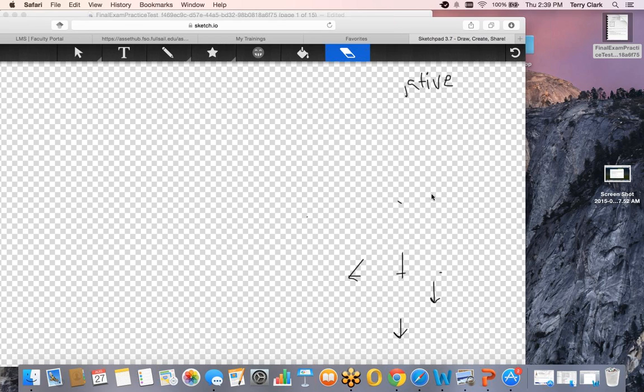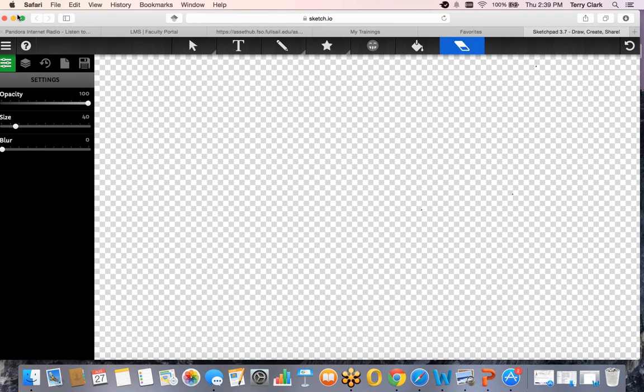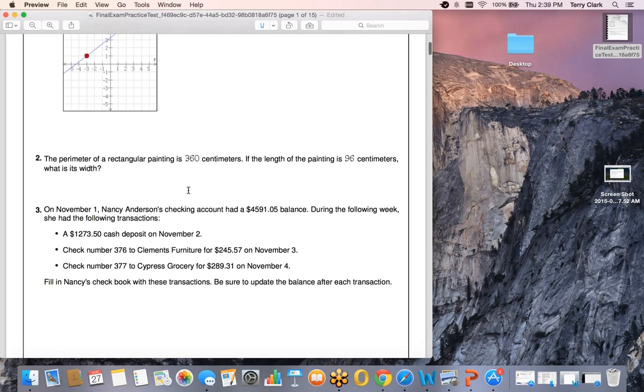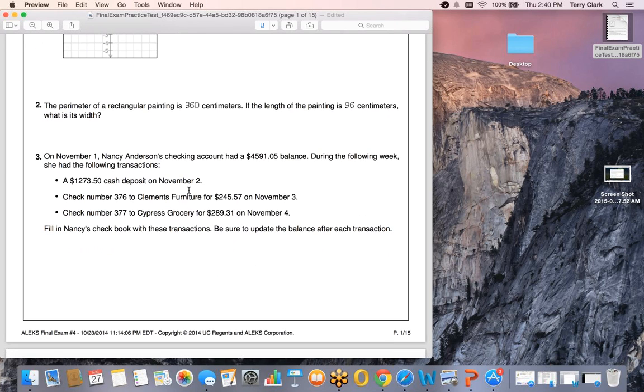So what we're going to do is move on to that second problem. Here's the second problem. The perimeter of the rectangular painting is 360 centimeters. If the length of the painting is 96 centimeters, what is its width?